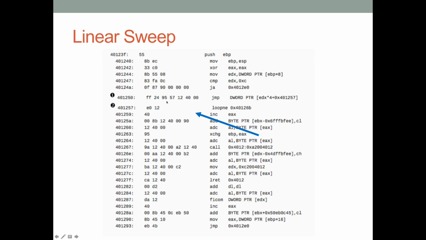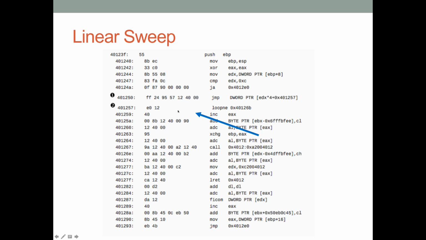401257, if you read in the book, is the beginning of a jump table. The addresses in a jump table are just a series of addresses. And what they actually are, remembering endianness here, would be 004012E0, then 0040128B, then 00401290, then 00401295. We can see that these are the addresses right there.